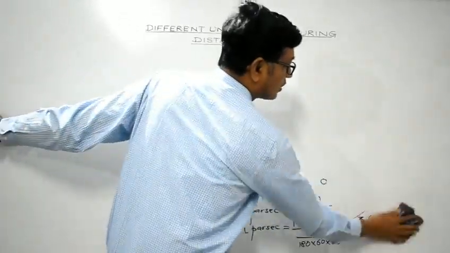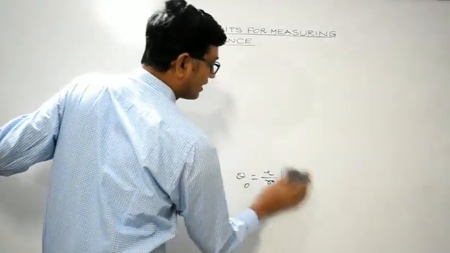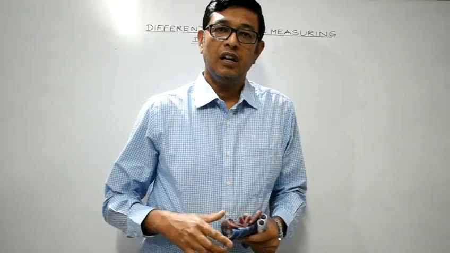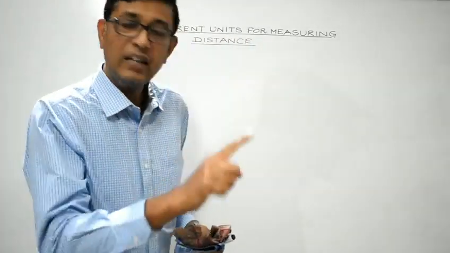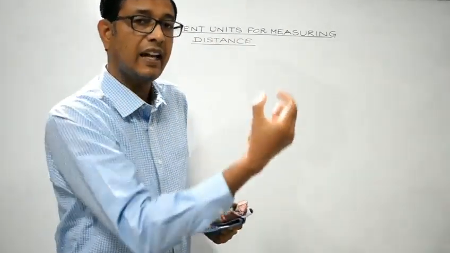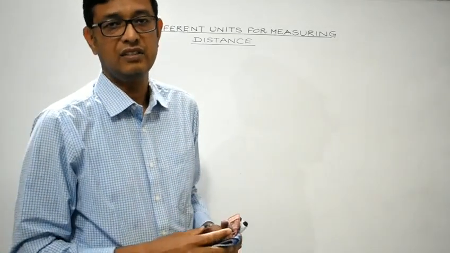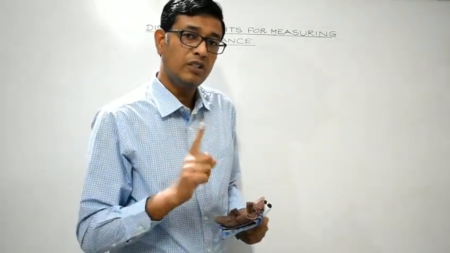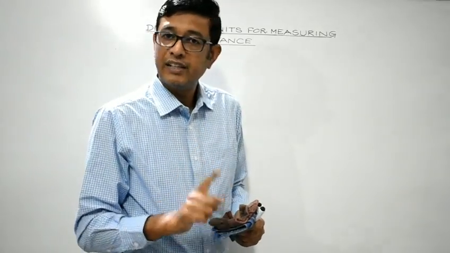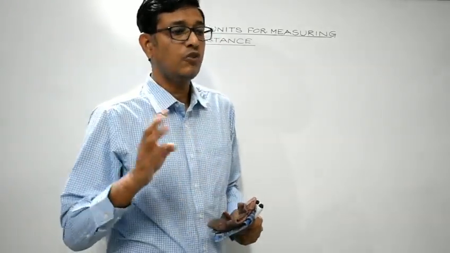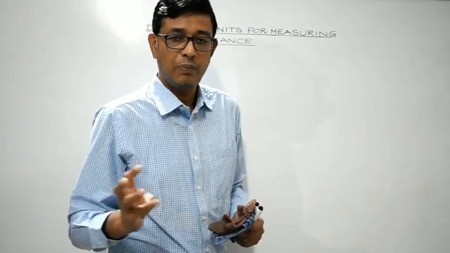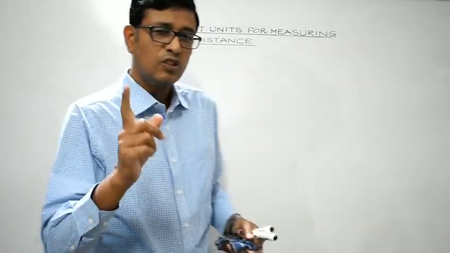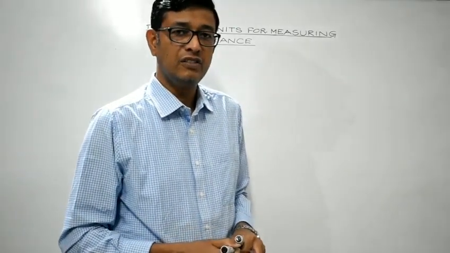And lastly, we have discussed parsec. It stands for parallactic second. It is the distance at which an arc of length 1 astronomical unit subtends an angle of 1 second at its center, right? And 1 parsec is equal to 3.08 into 10 raised to power 16 meters. So out of light year, astronomical unit and parsec, parsec is the bigger unit. So can you find out the relationship between parsec and light year?